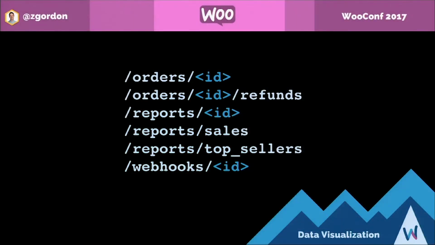Now, while all of these are really helpful, depending on what you're trying to build, I'd say that there's a subset of these that are more particularly relevant for us when we're talking about data visualization. So that would be our orders, maybe our refunds, the reports, and possibly webhooks, because then we could get interacting with other things, or we might want to know what's going on, right?